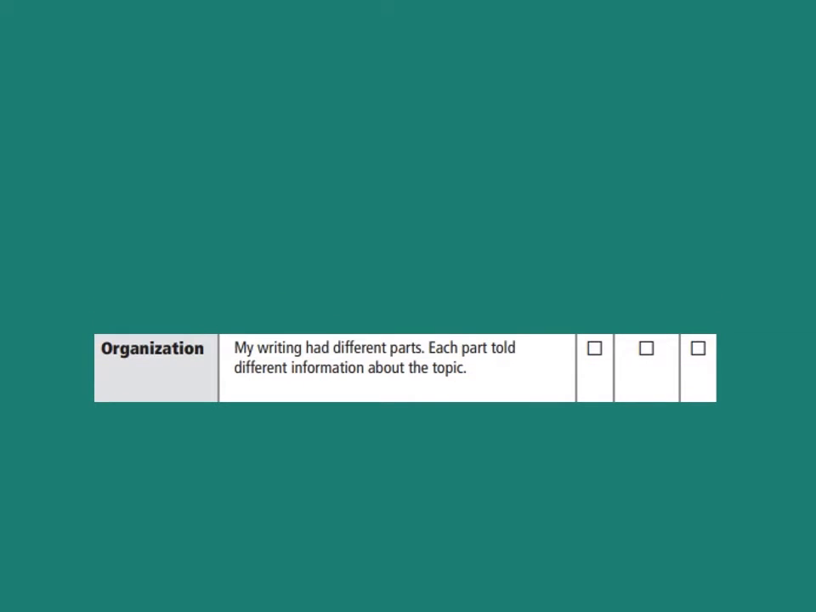Okay, my writing had different parts. Each part told different information about the topic. So you have your table of contents. The first thing in your table of contents is probably an introduction. That should be a page in your writing. Everything's got to be separate and neat. We're going to talk more about what the pretty paper version is going to look like very soon.